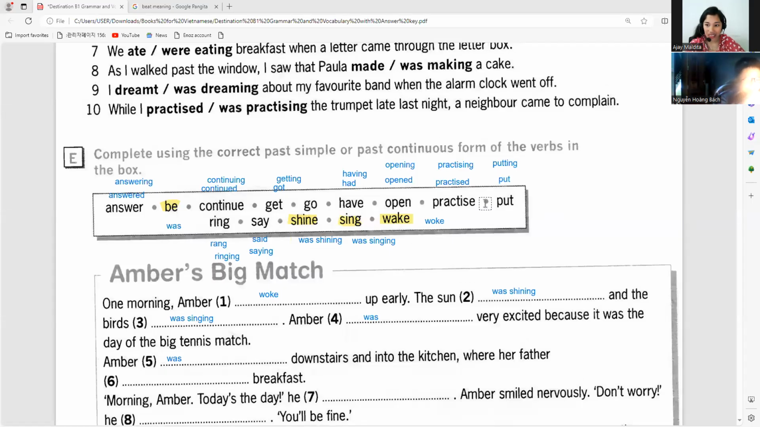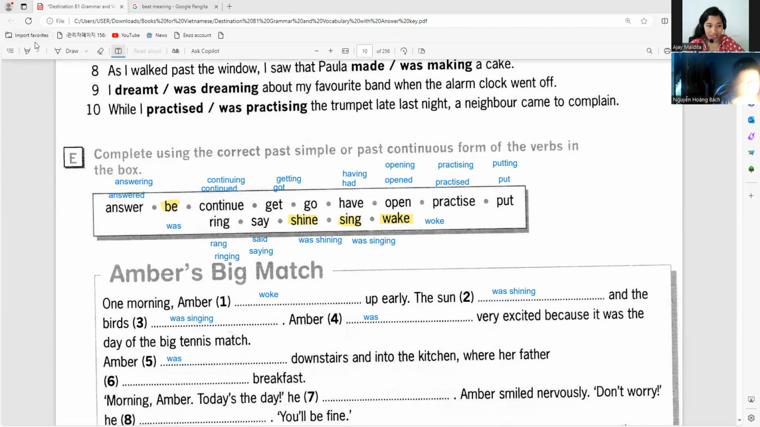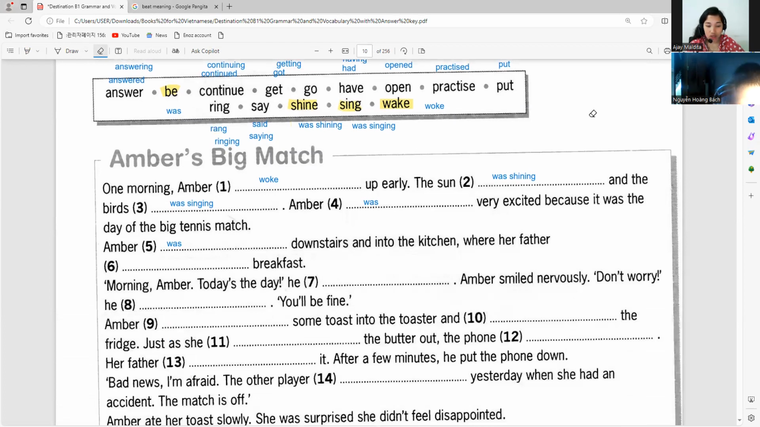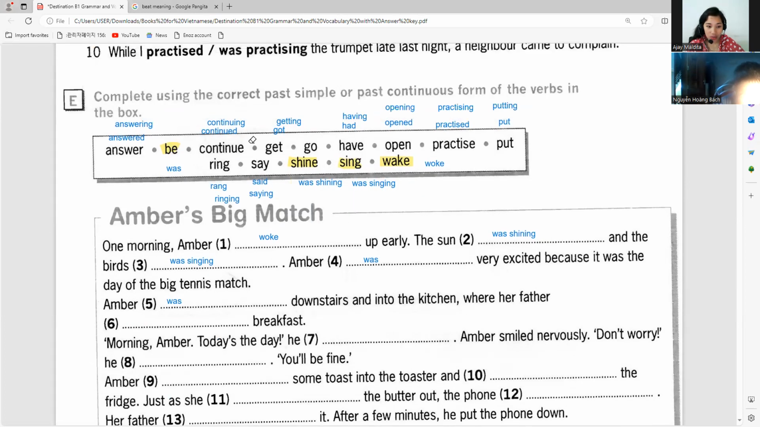Okay, so Wang back, let's continue our activity letter E. We are talking about past continuous and past simple. Let's continue number six. What will you do? Choose the correct answer. Look at our box. We have many choices, many words, right? All you need to do is choose, Wang back, past continuous and past simple.